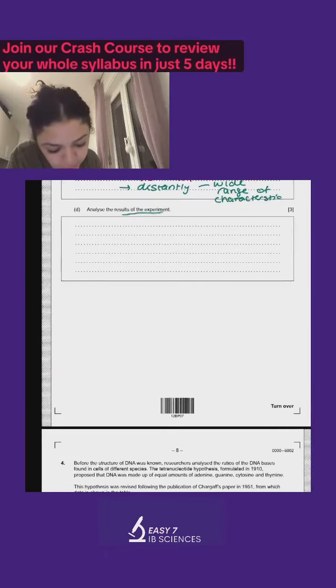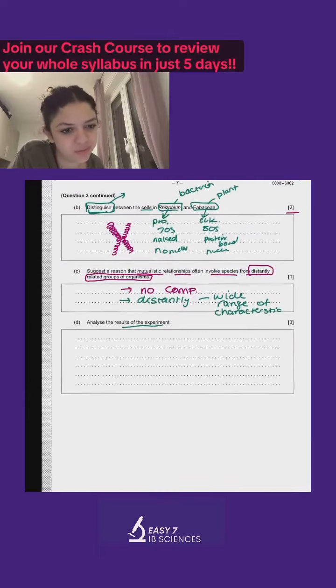Okay, analyze the results of the experiment. So now this is the hardest question. A mutualistic relationship is when both species benefit. Is anyone here DP2? I think most of the students are DP2.